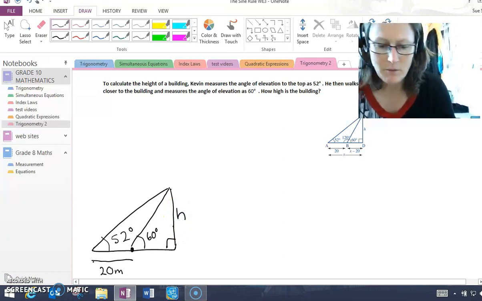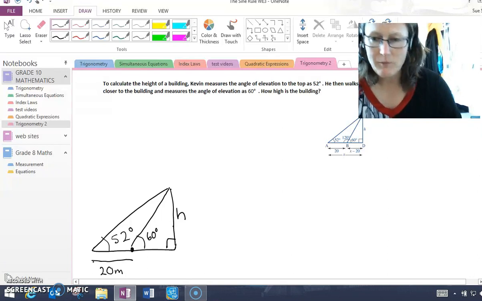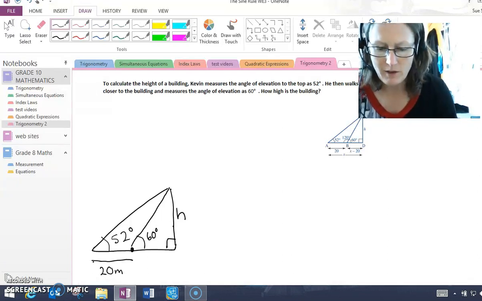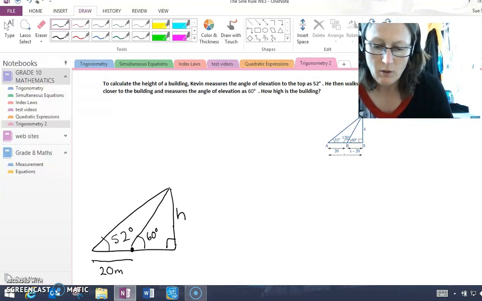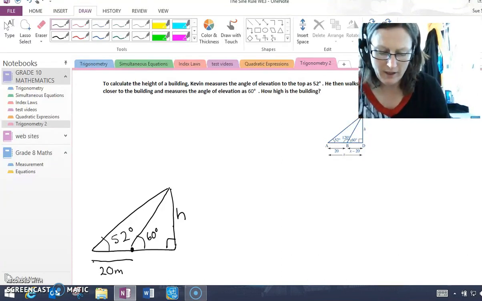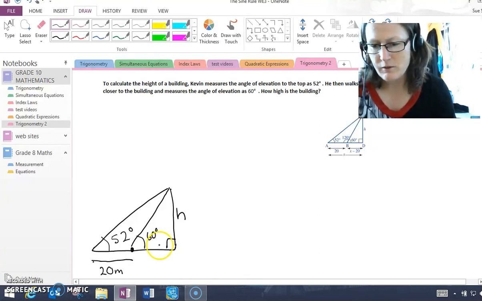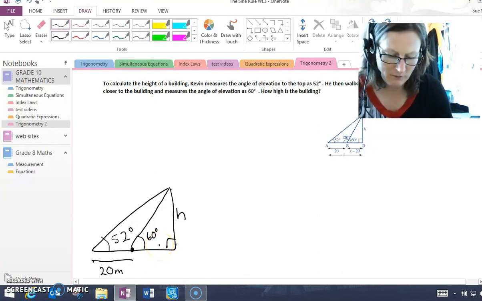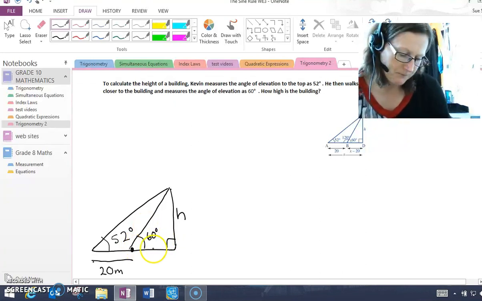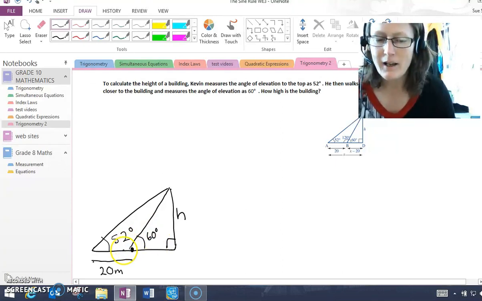So I've written in the information that we have. And then from there, there's a fair bit of thinking that we need to do to work out how we find the height of the building. We can't find out the height straight away with this information. There's a fair few things that we have to do. Okay, what I could do from my picture here is add in any other information that I can work out.